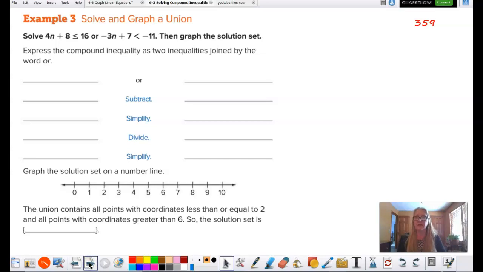Okay, so now we're going to solve and graph a union. Well, now notice this is always going to be separated by the word "or." Okay, you cannot put an "or" compound inequality together without that word. "And" can be done without it because you can just have the one variable in the center. But if we're going to be using "or," we have to have the word "or." Okay, so solve 4n plus 8 is less than or equal to 16, or -3n plus 7 is less than -11. Then graph the solution set.